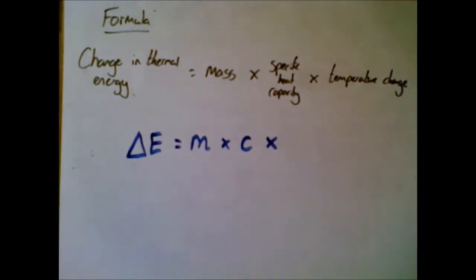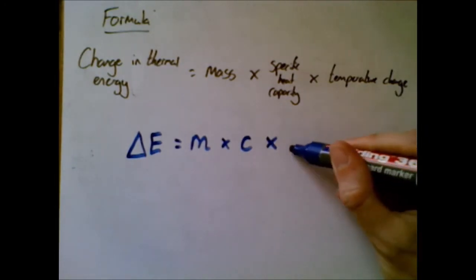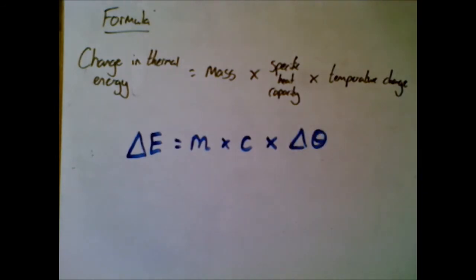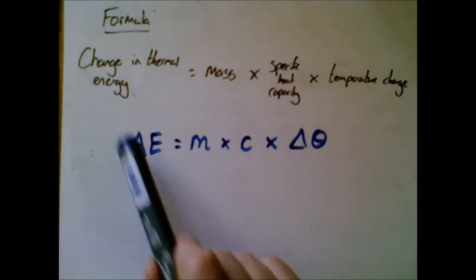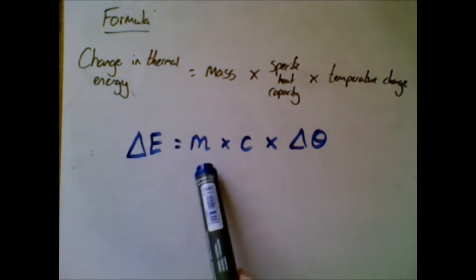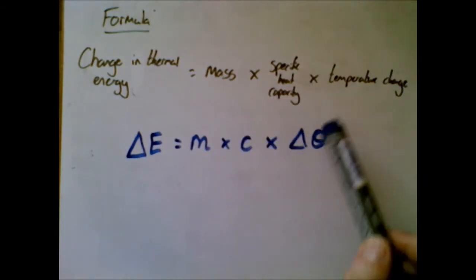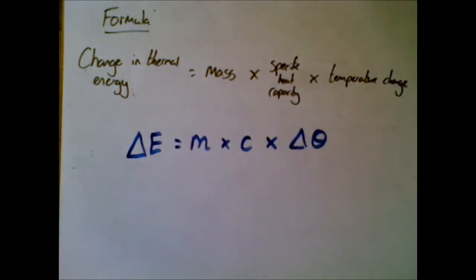Now, temperature change, I'm afraid, is a little bit strange. Delta for change in, and it's given the symbol theta, like you might have seen for angles in maths. So there's our formula in symbols. So delta E, that's the change in thermal energy, equals mass M times specific heat capacity C times the temperature change, delta theta. Let's have a look at our units then.